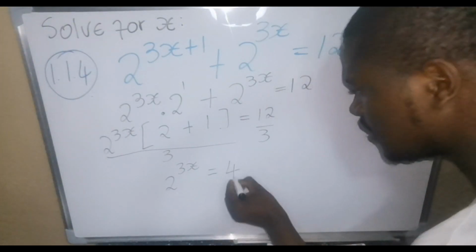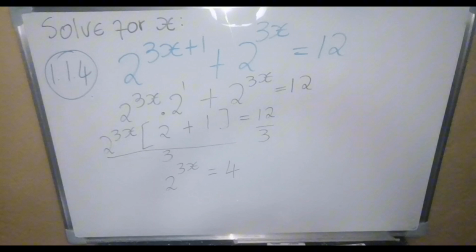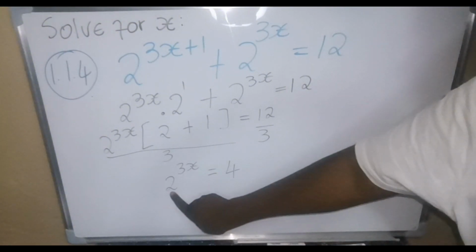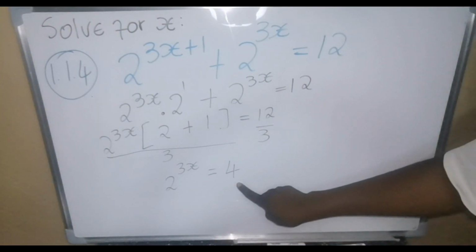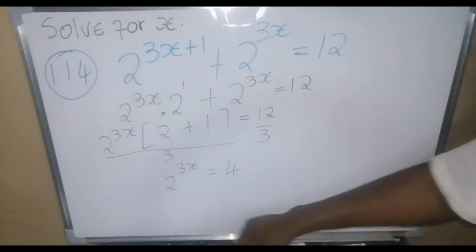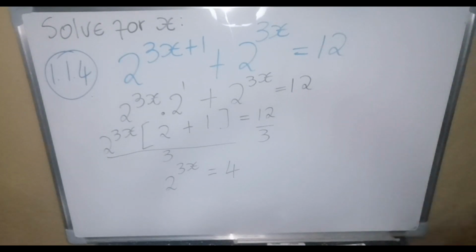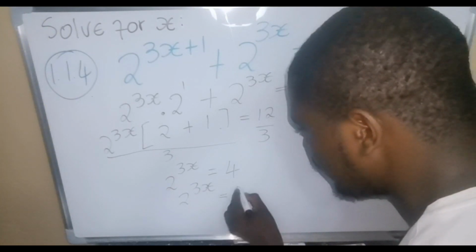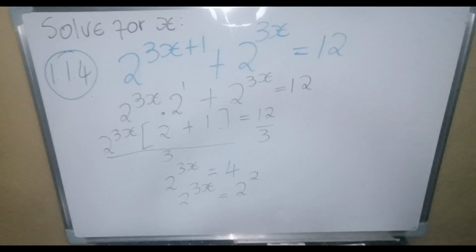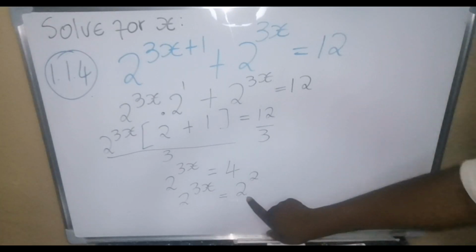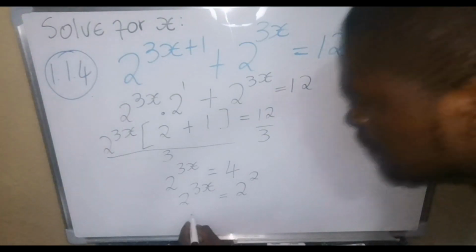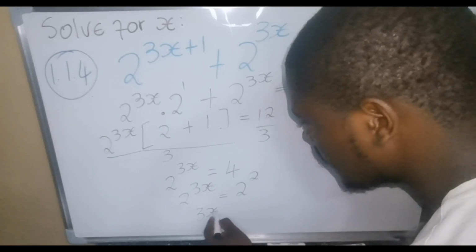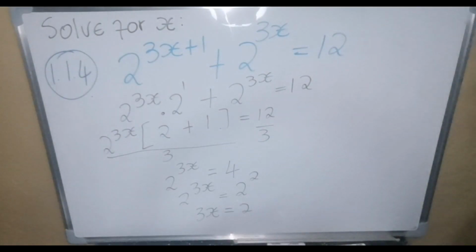I write 4 here. Now, my aim, after I arrive at this part, is that my bases should be the same. How should I make this 4 the same base as 2? I know that I can break 4 into further pieces. 2 to power 2 is 4. I can write it like that. 2 squared is the same as 4. Then now, my bases are the same. I drop down exponents. It becomes 3x equal to 2.